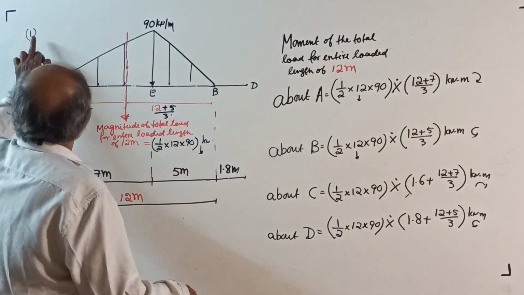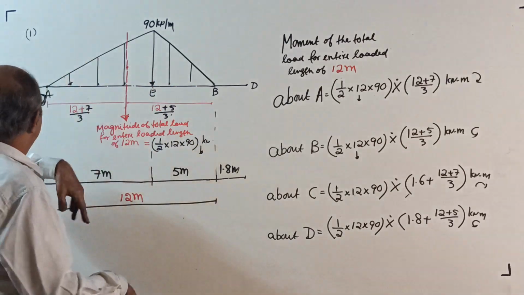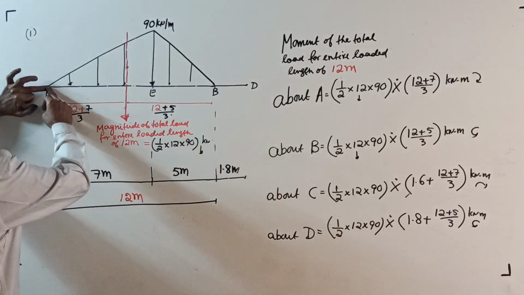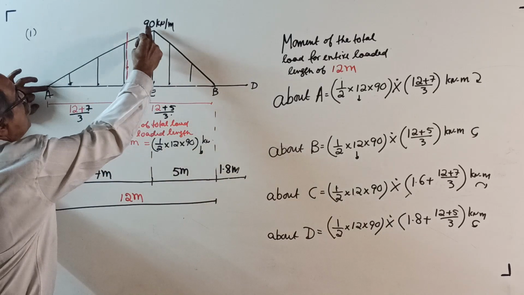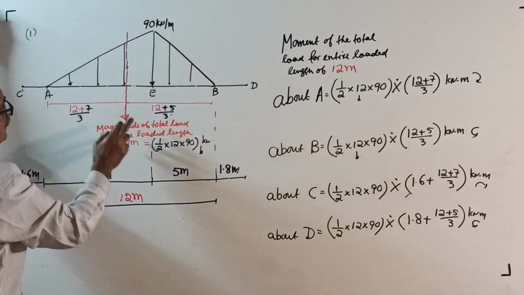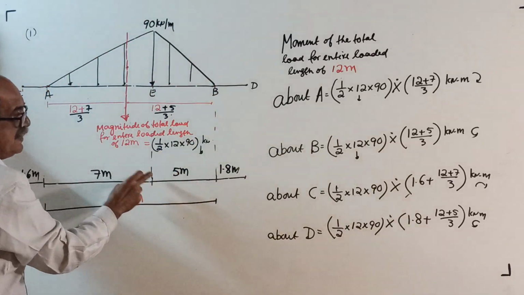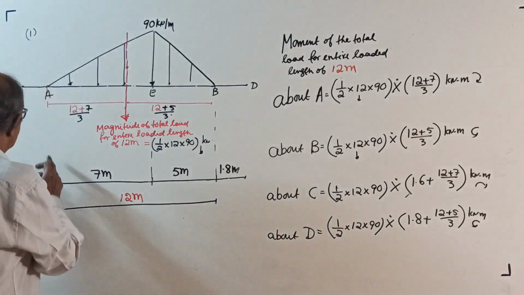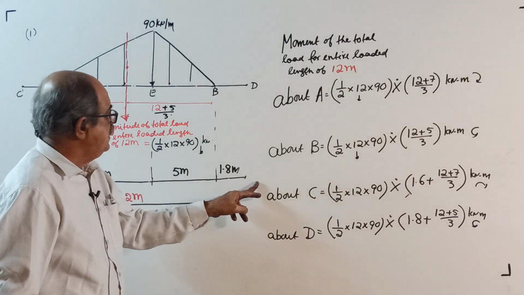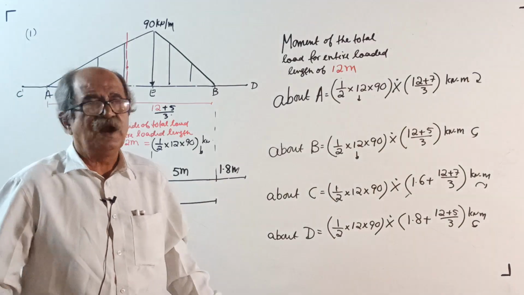Start. Numerical example 1. Loaded length is 12 meter. Load is 0 at A, reaches a maximum of 90 kN per meter, again reduces to 0 at B. From A to the maximum is 7 meter, and this is 5 meter. Now, from A on the left side, a point C at 1.6 meter, and D from B on the right side, 1.8 meter.